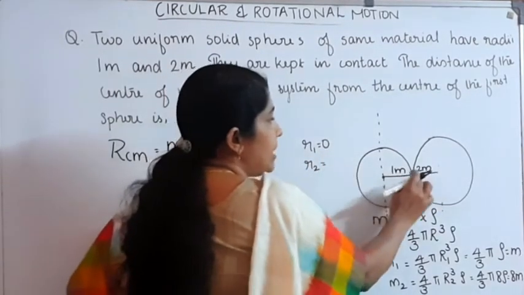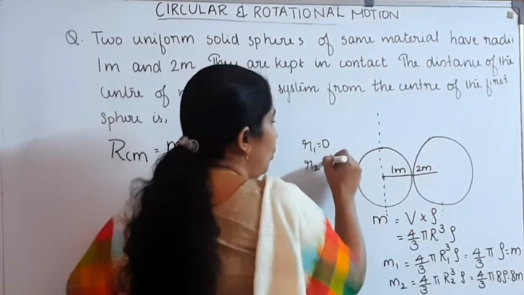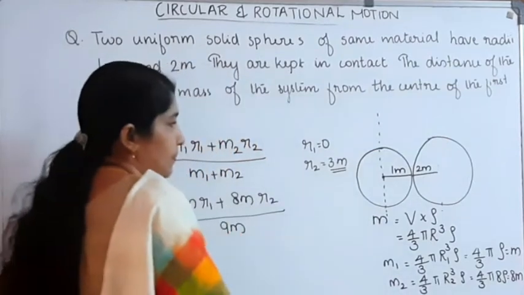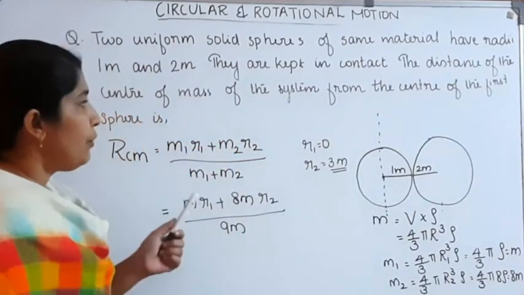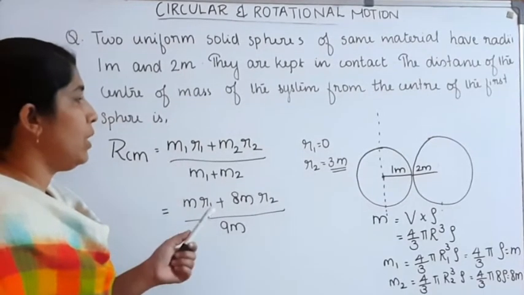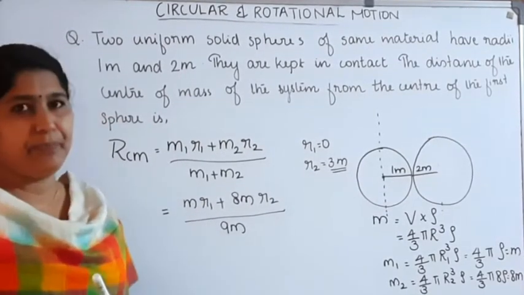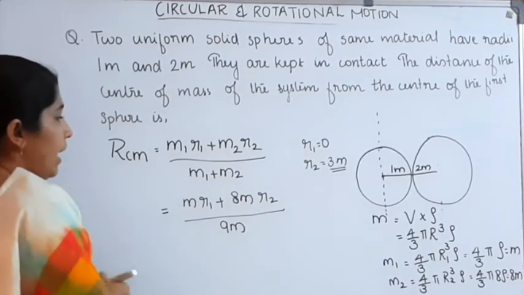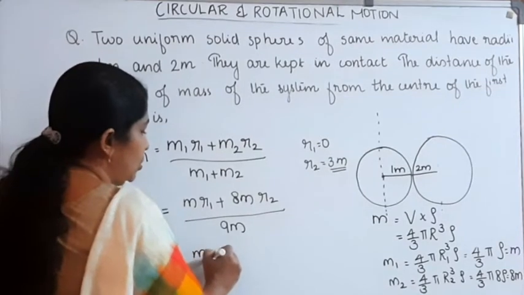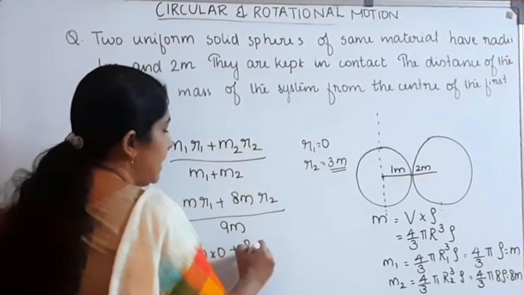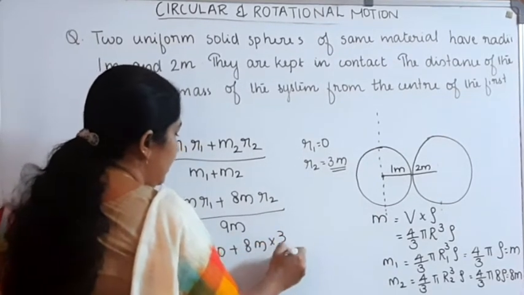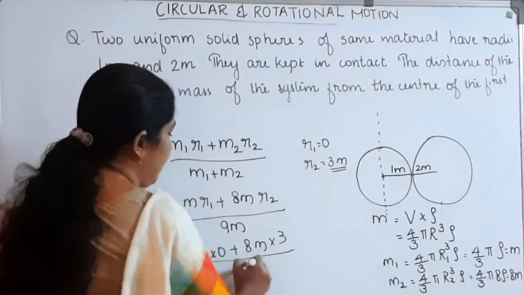What about R2? R2 is equal to 1 meter plus 2 meter, that's equal to 3 meter. From the center of the first sphere to the center of the second sphere, that is R2, which is equal to 3 meter. Now we can substitute those values. M into R1, which is 0, plus 8M into R2, which is 3 meter, divided by 9M.